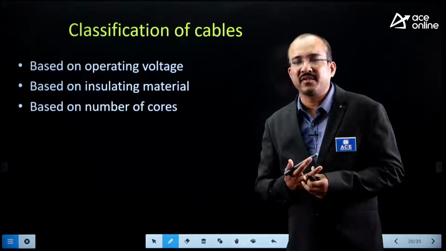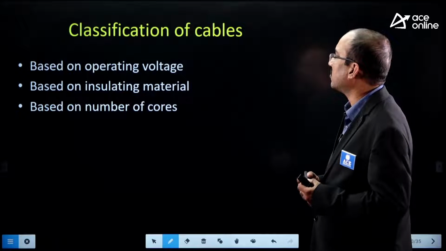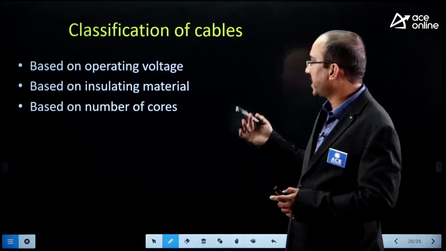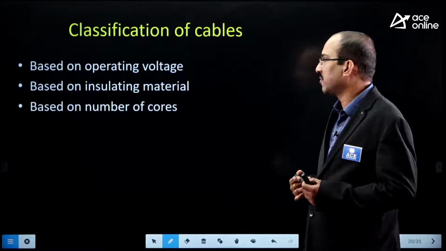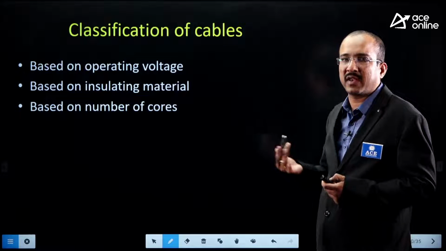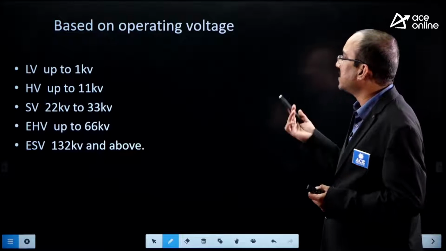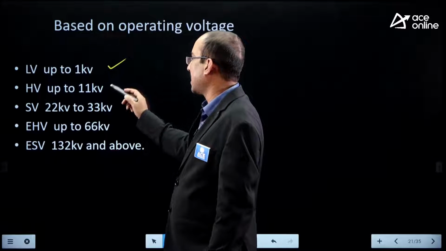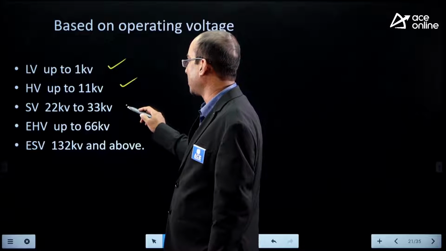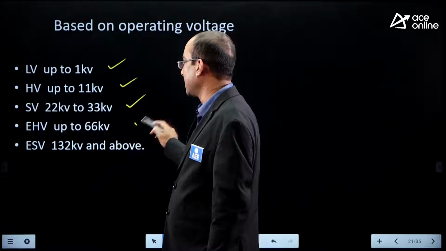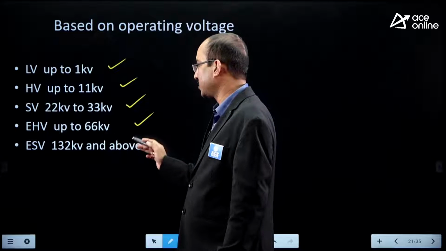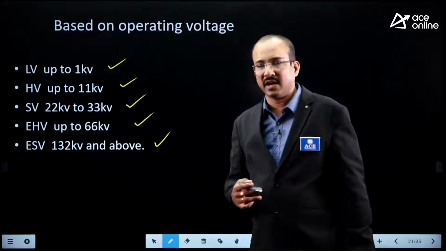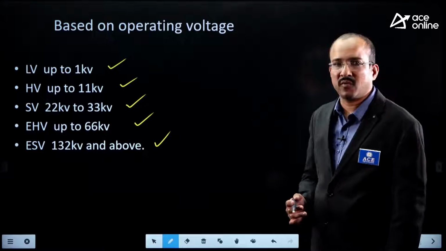Now, let us try to see how the cables can be classified. Based on operating voltage, insulating material, and number of cores. On these aspects, how can we classify the cables? Based on operating voltage, we have low voltage cables up to 1 kV, high voltage 11 kV, super voltage 22 to 33 kV, extra high voltage up to 66 kV, extra super voltage, that is 132 kV and above.